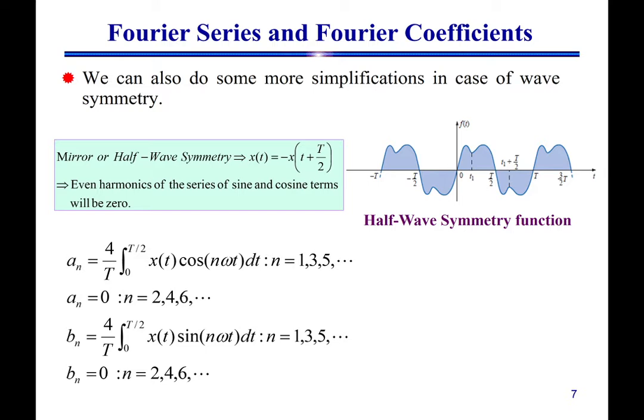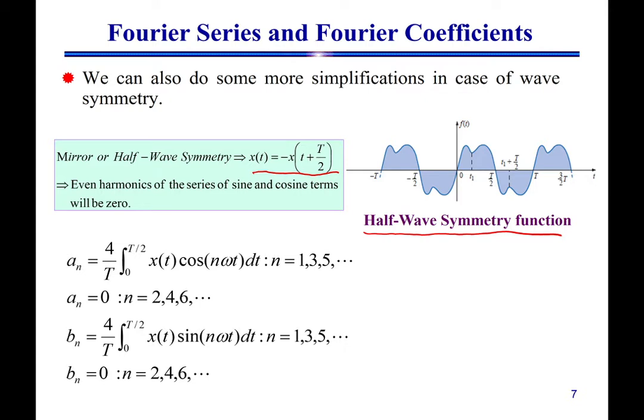it also mirror, and it will satisfy this equation over here. So x of t will be equal to minus x of t plus T over 2. So if it satisfies this equation over here, we call it a half wave symmetry function.